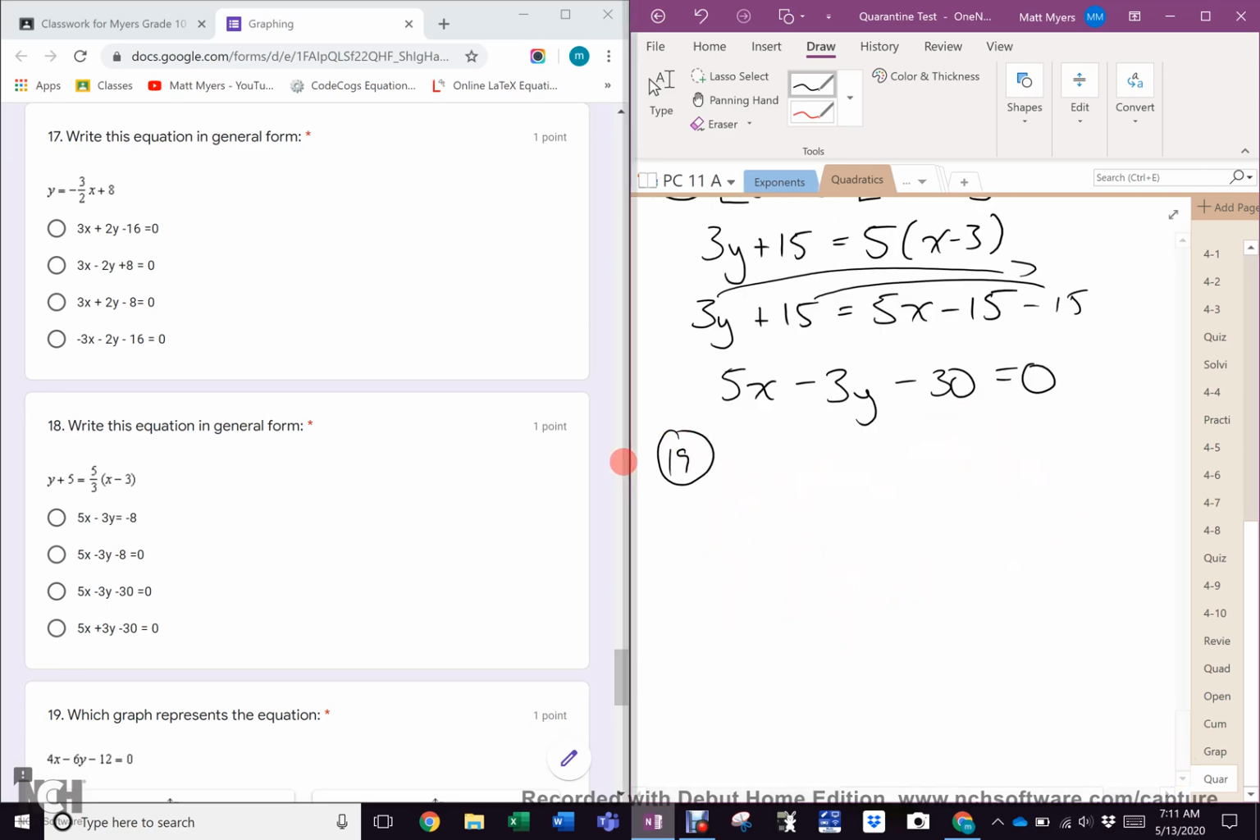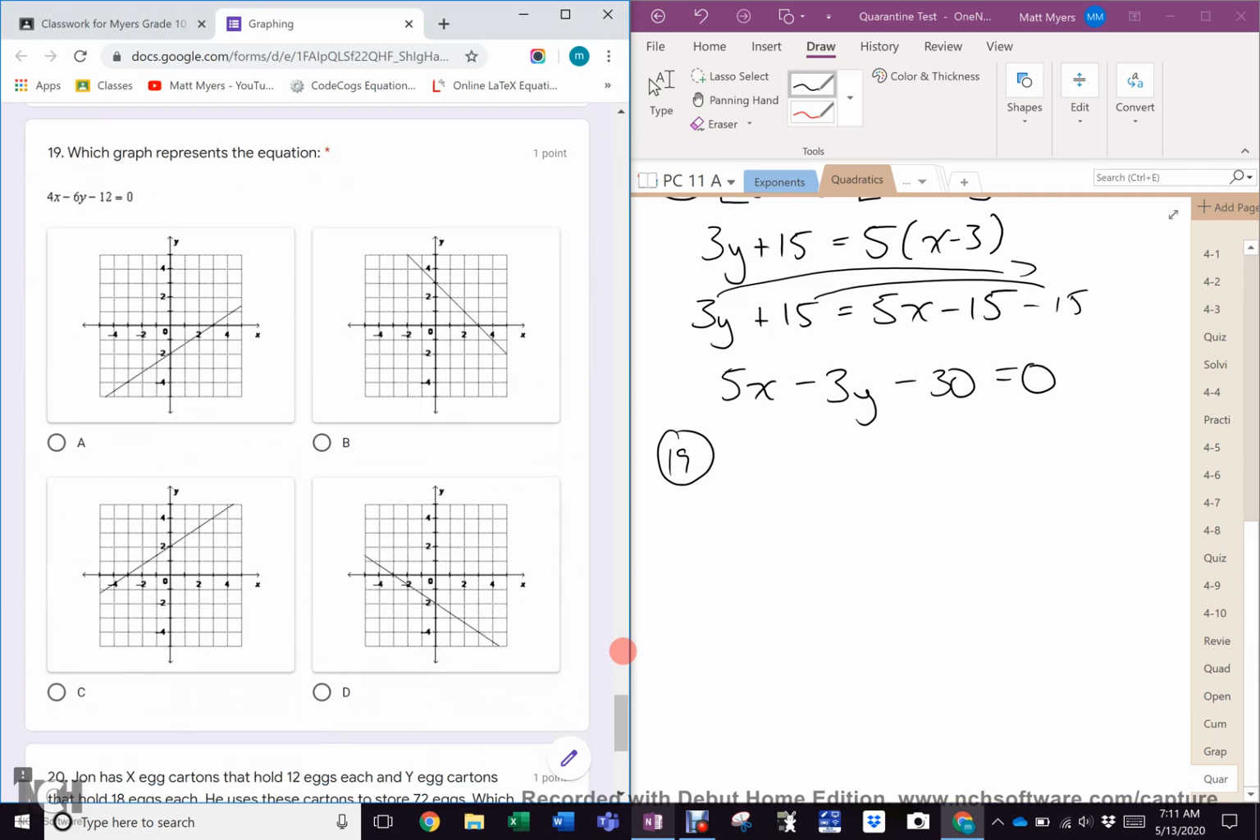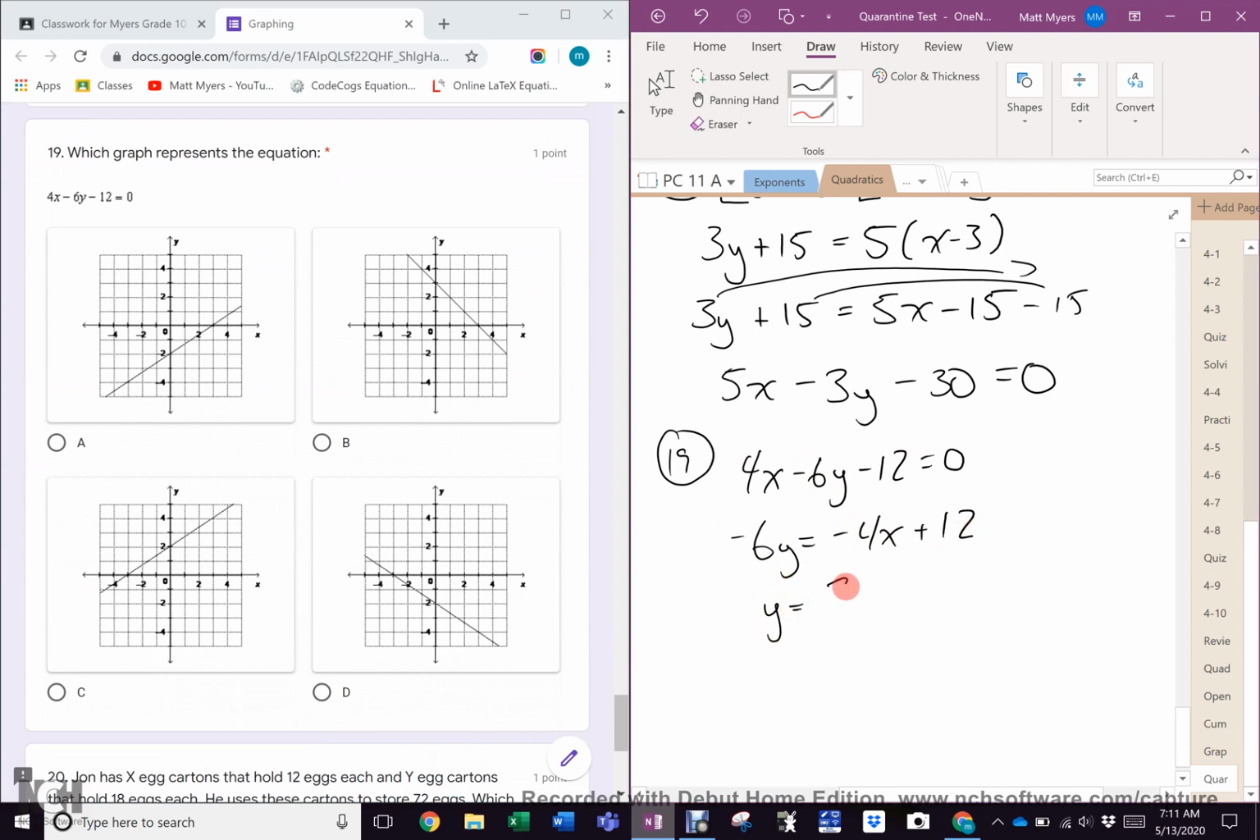Number 19. Which graph is that equation? Well, I would take that and put it in slope-intercept form, which means isolate y. Negative 6y equals negative 4x plus 12. y equals 2/3 x minus 2. So I find the one that goes through minus 2. It's right there, A. And it's got a positive slope. So number 19 was A.